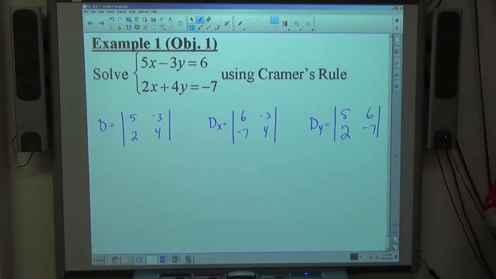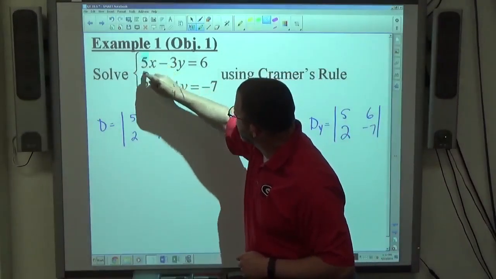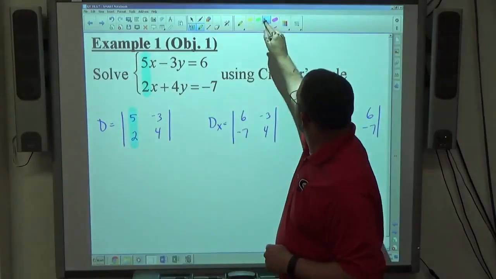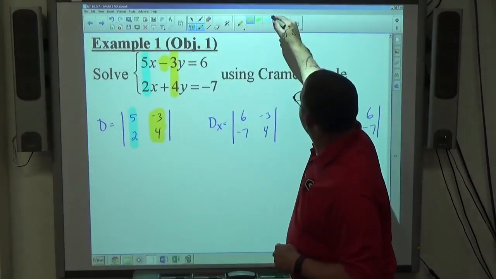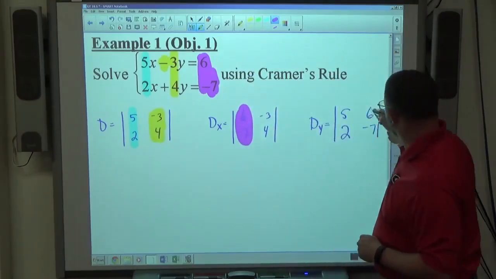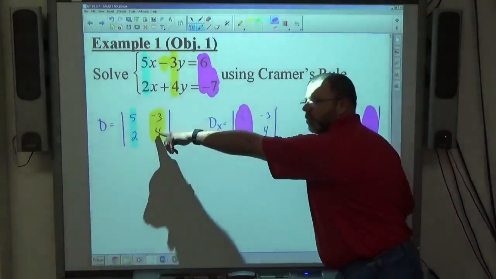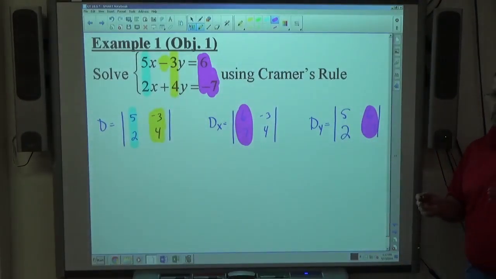Everybody follow that okay? Let me use some highlighters here to really highlight where things are coming in. 5, 2 is there, and then we have negative 3 and 4 there. And then we got our 6 and negative 7, which is going in for the x's and going in for the y's in the original determinant over there. Y'all see that okay?